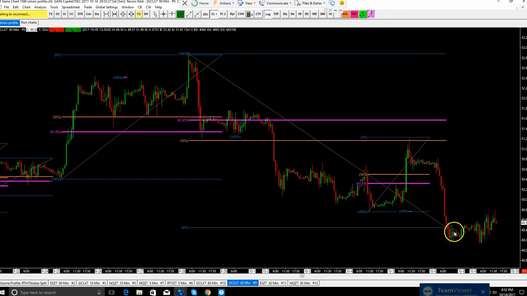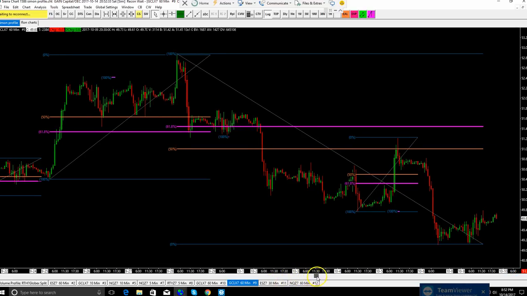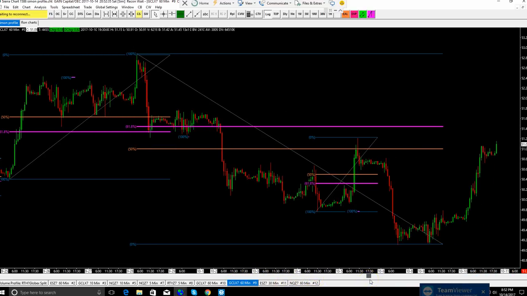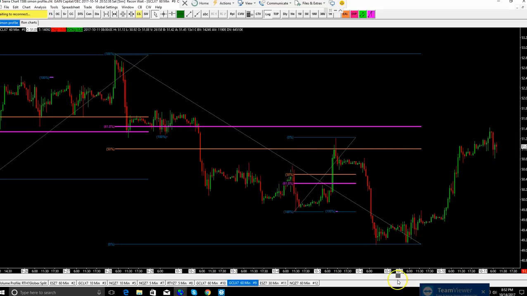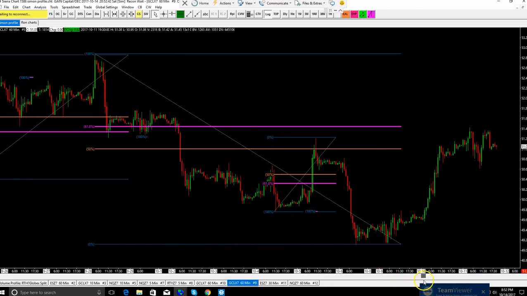Very calmly. This is still the location I want short, right? Or I want to see higher lows and higher highs. Now see this when we're in this location here? Notice we've come right into the 50-60. Look how the market's responded.